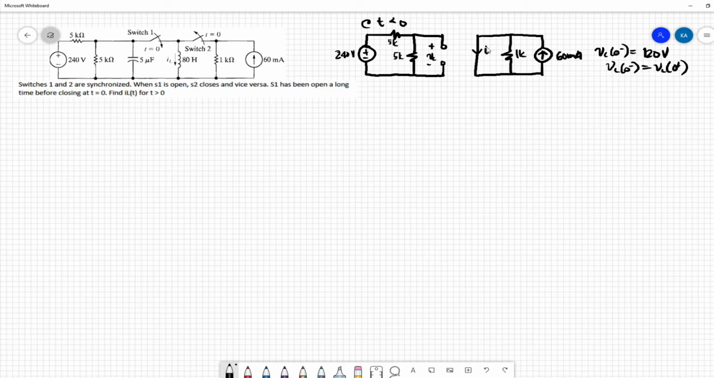Now our iL of 0 minus is equivalent to 60 milliamperes, which is just equivalent to iL of 0 plus. So now we have our initial conditions.